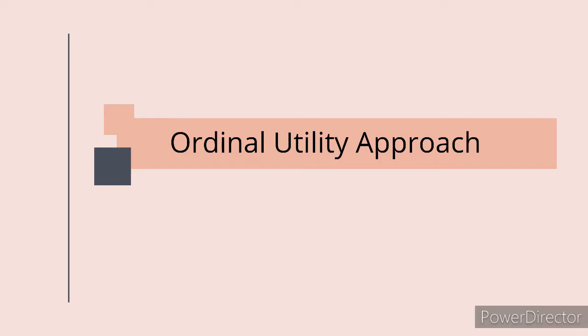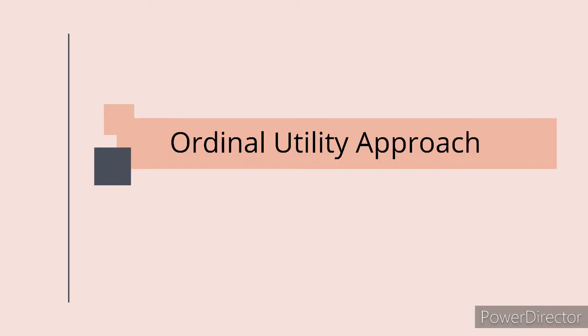I uploaded one video on cardinal utility analysis. I hope you watched it. If you didn't, the link is attached in the description of the video. Please do watch it. So basically in that video, we talked about how to attain consumer's equilibrium. There were two approaches: the first one was cardinal and the second one was ordinal. We discussed cardinal in that video, and continuing that, we are going to discuss the ordinal utility approach in this video.